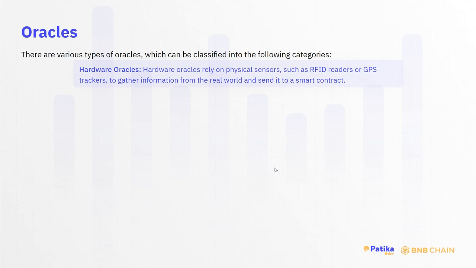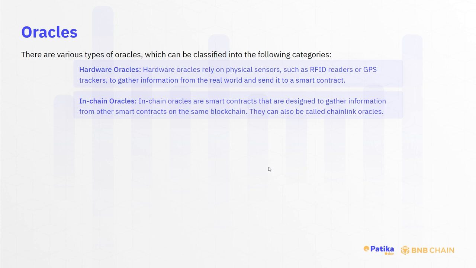Hardware oracles. Hardware oracles rely on physical sensors such as RFID readers or GPS trackers to gather information from the real world and send it to a smart contract. In-chain oracles. They are smart contracts that are designed to gather information from other smart contracts on the same blockchain. They can also be called chain link oracles.